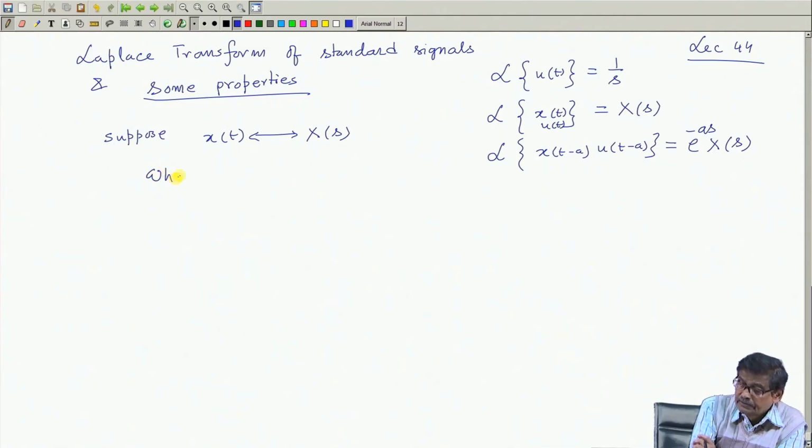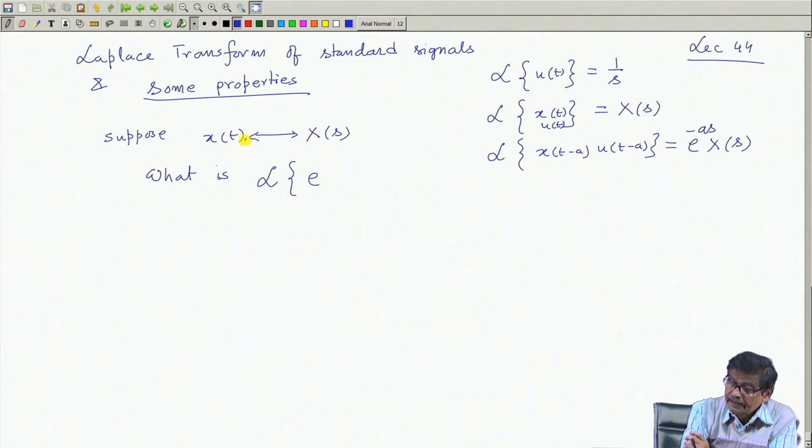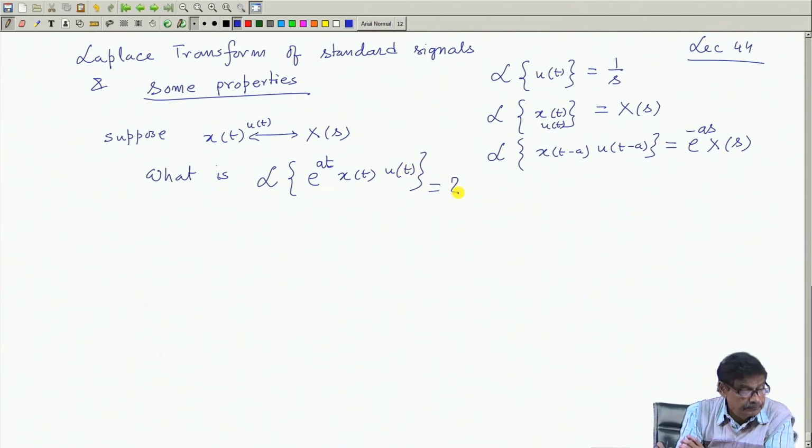So, x(t) u(t), the Laplace transform of this is X(s). Then what will be the Laplace transform of e to the power at x(t) u(t)? That is what I want to find out. Got the point.